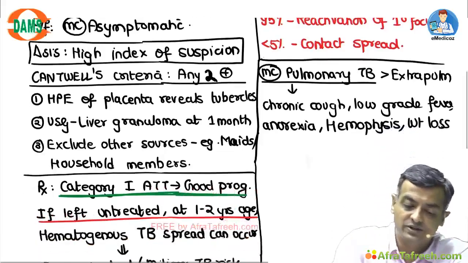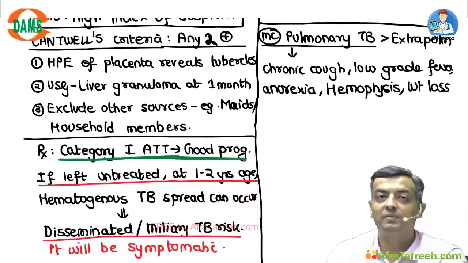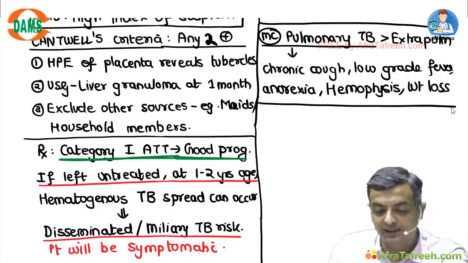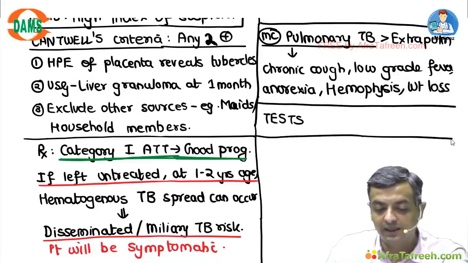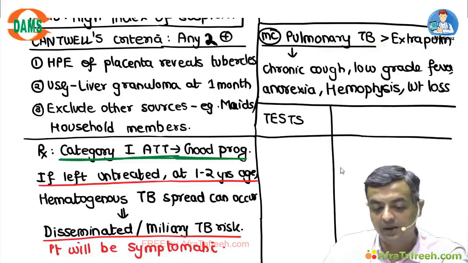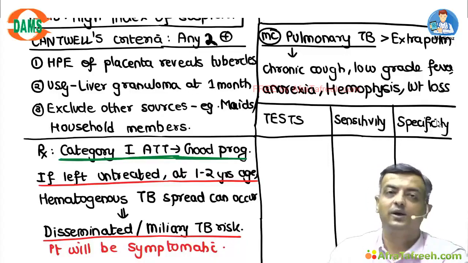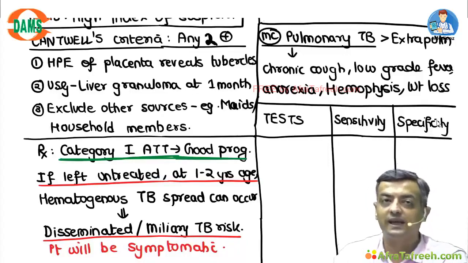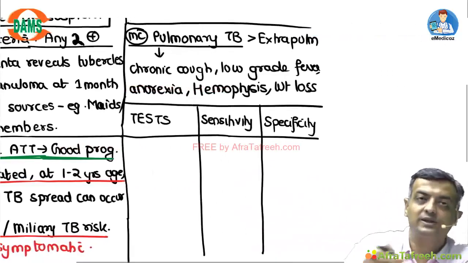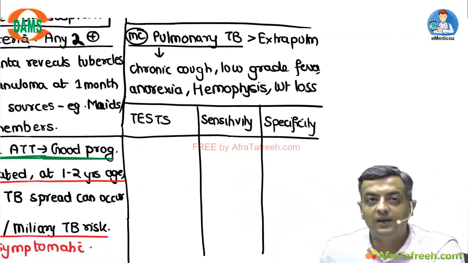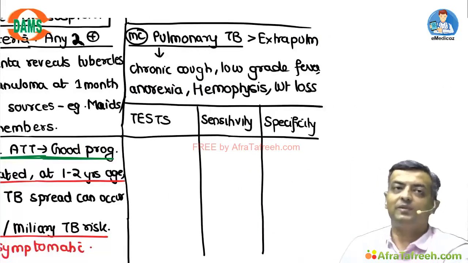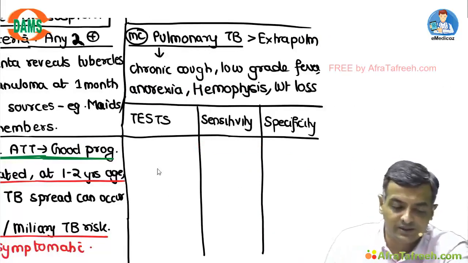Hemoptysis may also be a presentation in this patient. So if you suspect pulmonary tuberculosis, what are the tests that are available with us? What are their sensitivities? And what is the specificity of these tests that we routinely use to diagnose tuberculosis in present day practice? Let's understand that. So pulmonary tuberculosis is the common problem in adults.